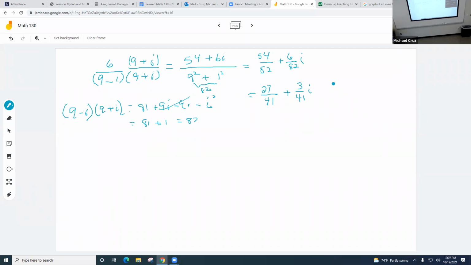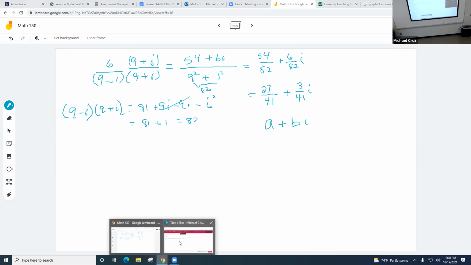You've got your real part, and this is what they call your imaginary part. That's the form of a complex number. You don't always have to have a real part to have a complex number, but you also don't have to have the i part to be technically a complex number. But that's the standard form. It's what we call a plus bi. That's the standard form of complex numbers. Let's see what that last one was.